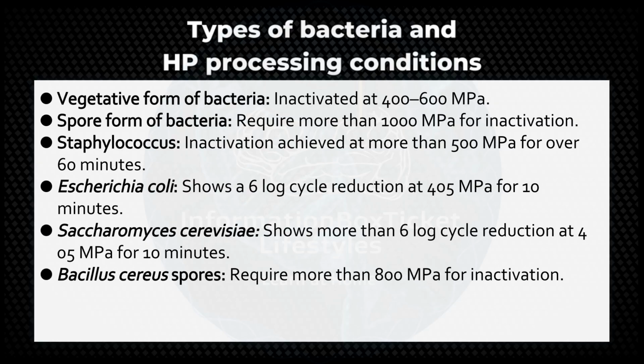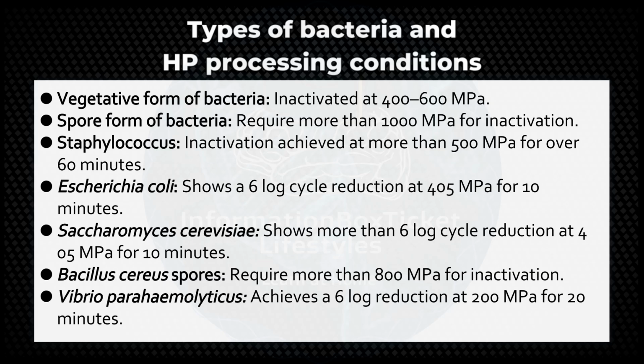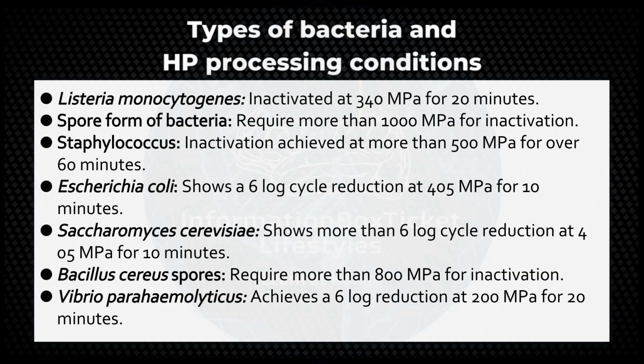Bacillus cereus spores require more than 800 megapascals for inactivation. Vibrio parahaemolyticus achieves a 6-log reduction at 200 megapascals for 20 minutes. Listeria monocytogenes, inactivated at 340 megapascals for 20 minutes.